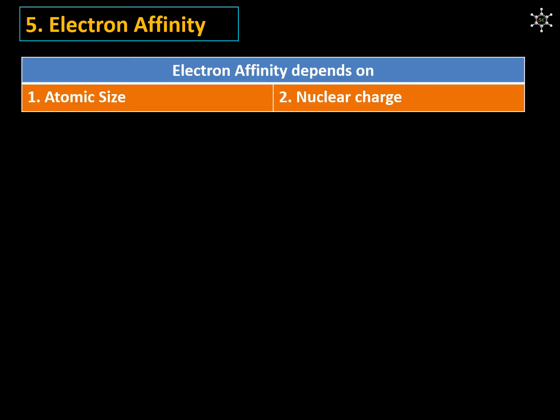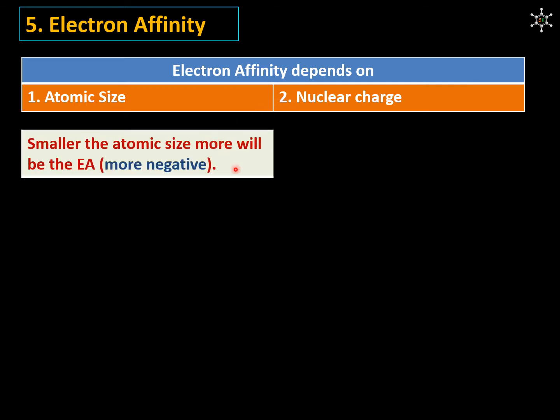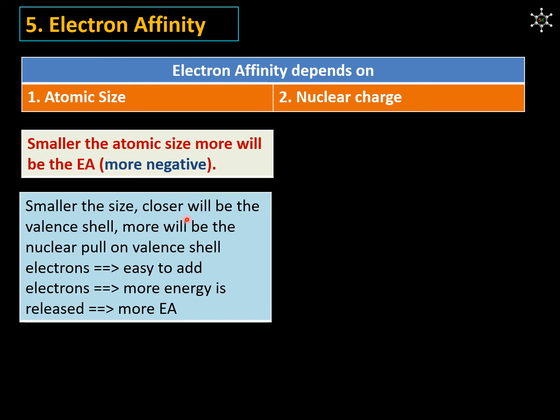Electron affinity depends on atomic size and nuclear charge. The smaller the atomic size, the more the electron affinity. More electron affinity means the electron affinity value will be more negative. Don't look into it from mathematical logic. When we have a smaller atomic size, the valence shell is closer to the nucleus, so there is more nuclear pull on the valence shell electrons. This makes it easy to add electrons, so more energy is released during the addition of an electron. In other words, we will have more electron affinity.